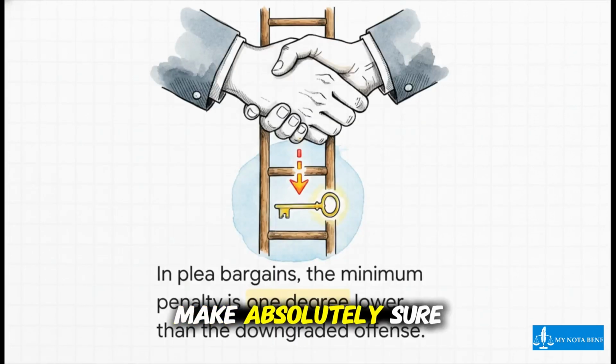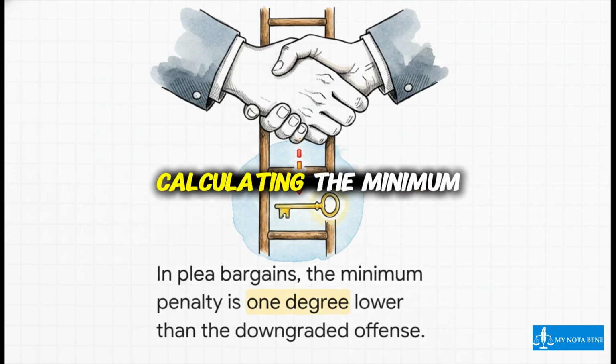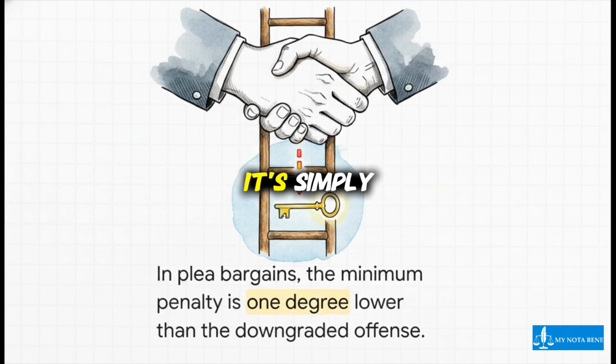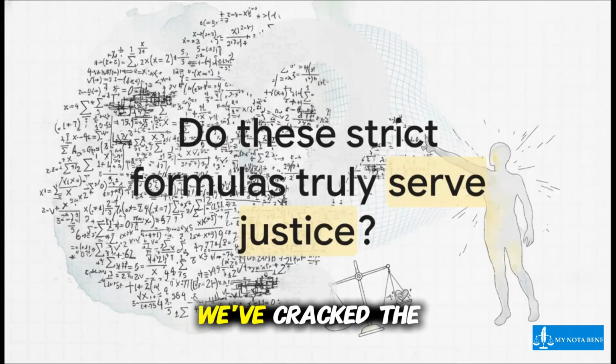And just to make absolutely sure you have every single tool you need for your exams, here is a quick bonus rule. If a penalty comes as the result of a plea bargaining agreement, calculating the minimum penalty is super straightforward. It's simply 1 degree lower than the penalty of the downgraded offense. You literally just drop down the ladder once from whatever the newly agreed upon charges. Done. Well, we've cracked the code.